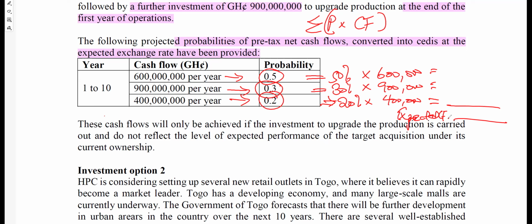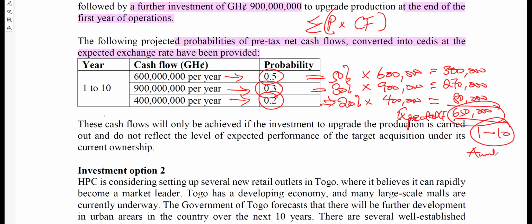The figure should be about 270, about 650,000. This 650,000 is equally how much you are going to make from year 1 to 10. Is it not an annuity? Yeah, that is an annuity from year 1 to 10.